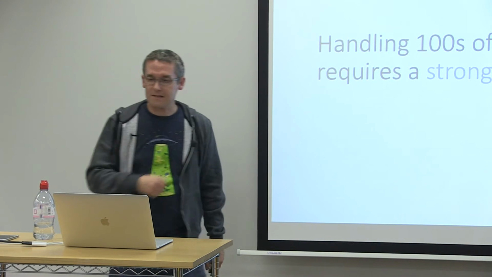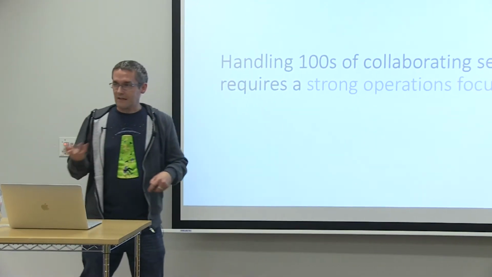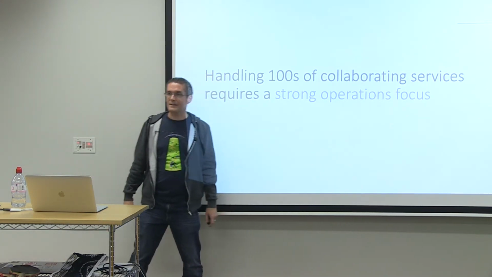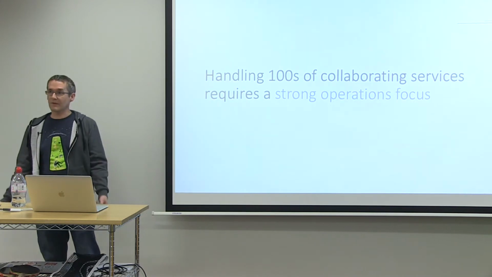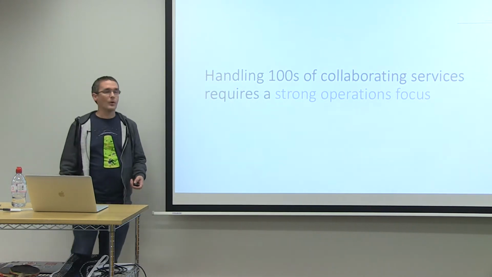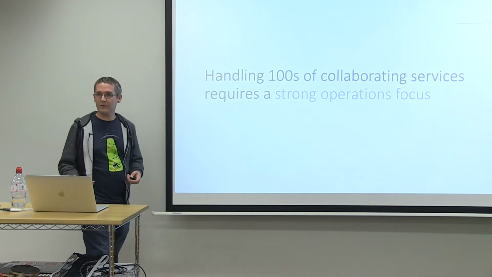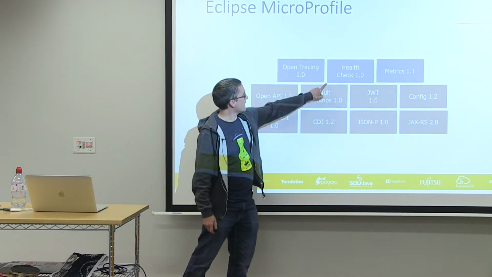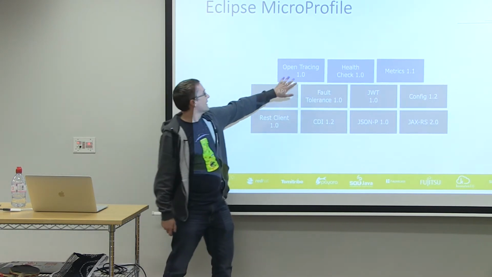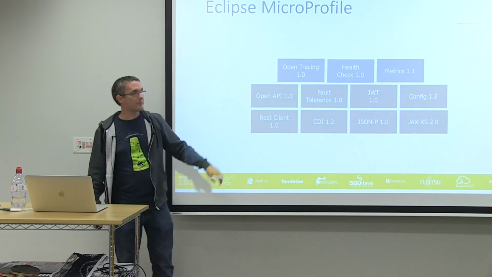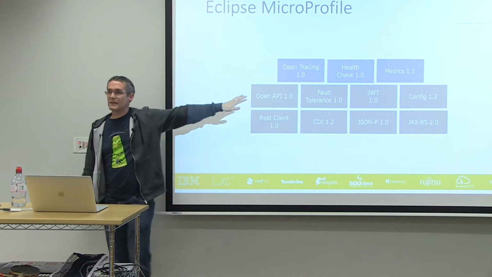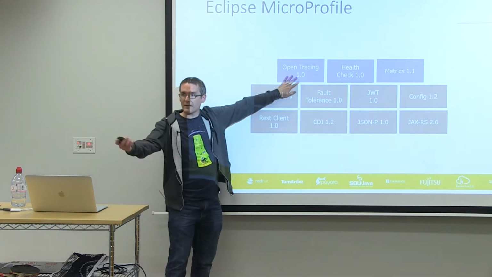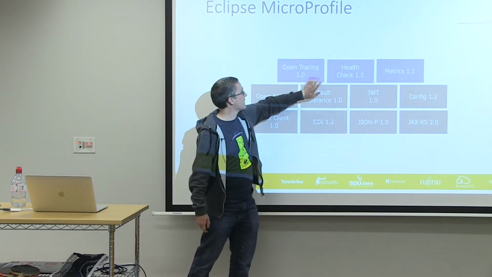Okay, so the last layer. Daniel talked a little bit about some of these capabilities. Handling hundreds of collaborating services requires a strong operations focus. How do you know what's going on, and if something goes wrong, where has it gone wrong? Or can you actually predict that something's going to go wrong and take action before it does? What MicroProfile does is define three APIs. There's OpenTracing, which lets you handle the tracing of requests through the microservice calls. This will handle the header stuff that Daniel was talking about.